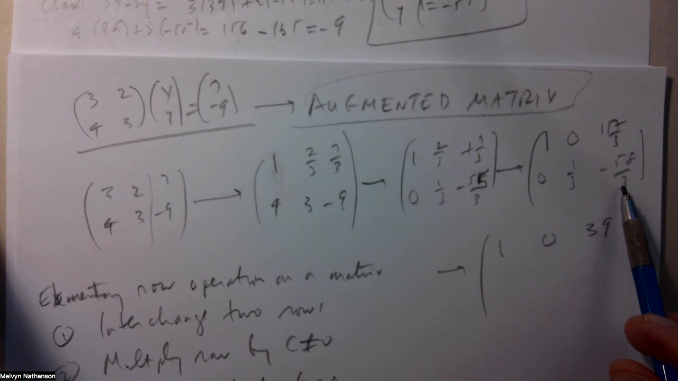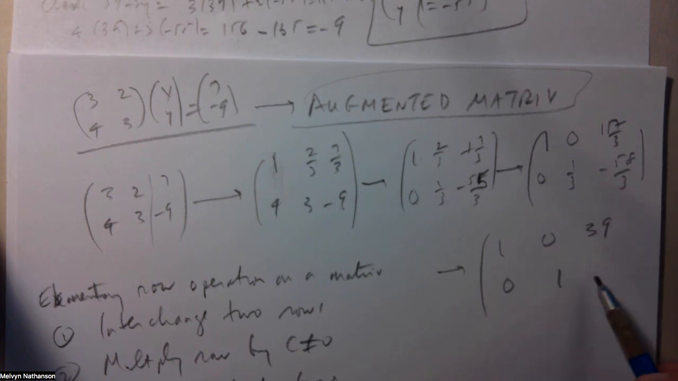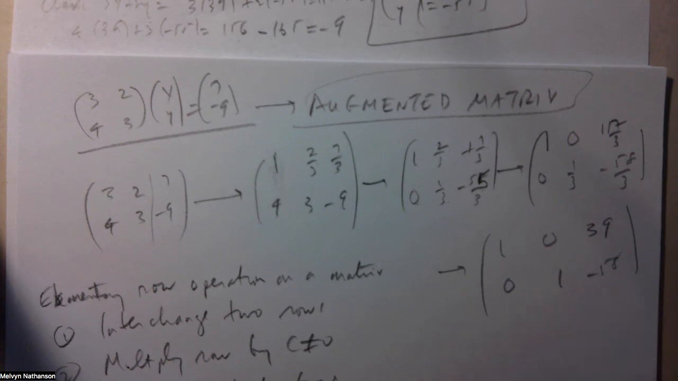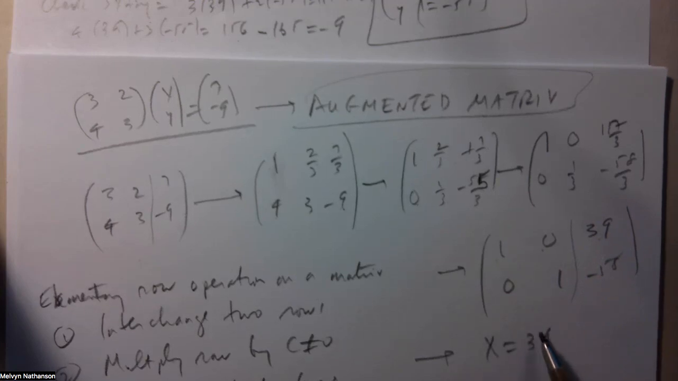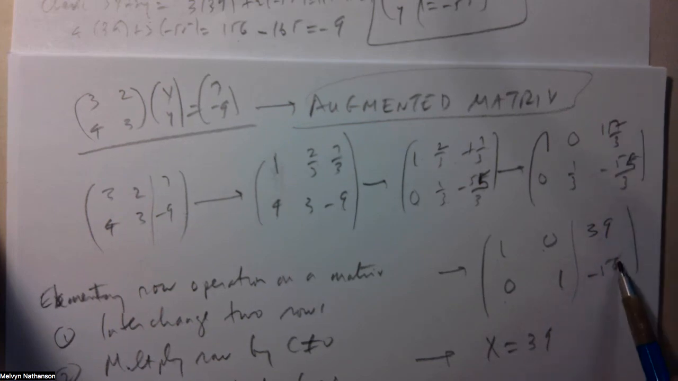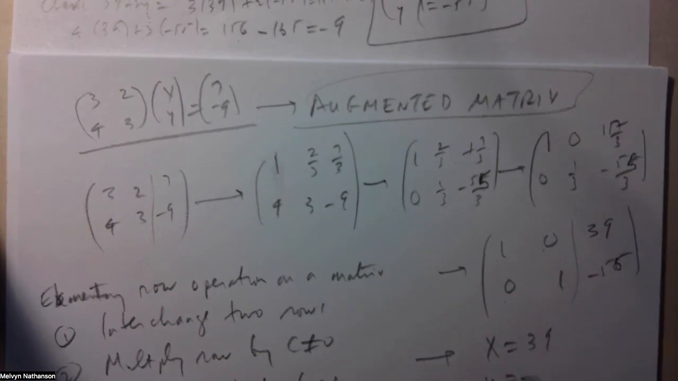If I multiply the second row by 3, I get 0, 1, minus 55. So by these elementary row operations on the matrix, I got a matrix which looks like this. And let me translate this back into equations. 1 times x plus 0 times y equals 39, x equals 39. 0x plus 1 times y is minus 55. Y equals minus 55.